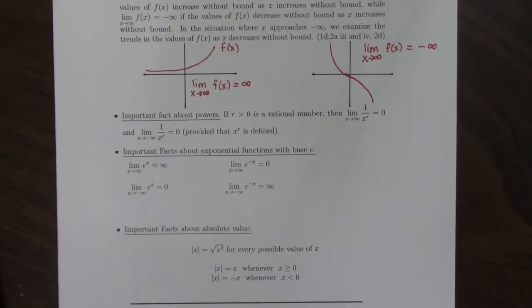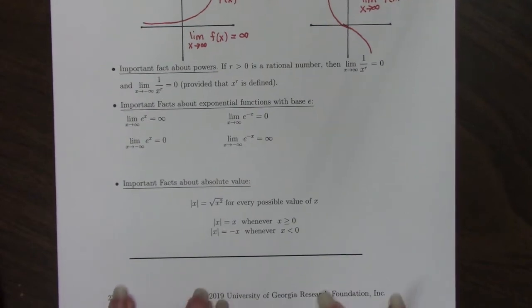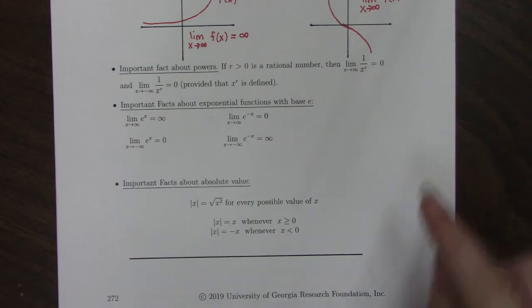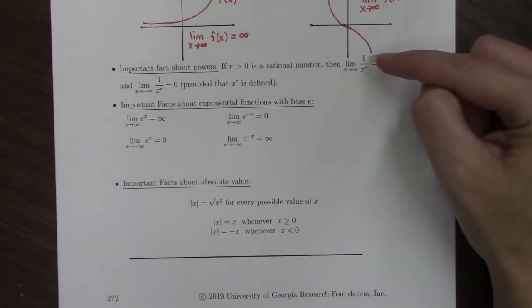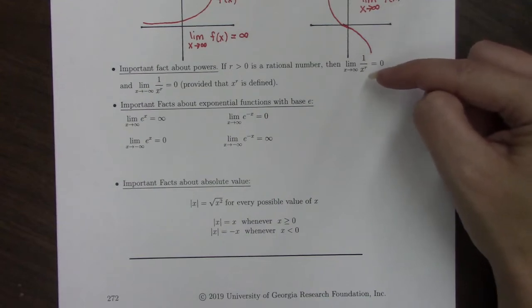There are a couple of important facts we're going to invoke today when we're working on problems. The first is powers. So if we take the limit as x goes to positive infinity of 1 over x to the r, where r is positive, so this could be 1 over x squared, 1 over x cubed, the limit of this will equal 0.